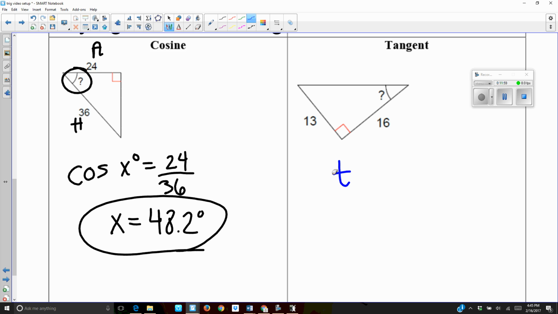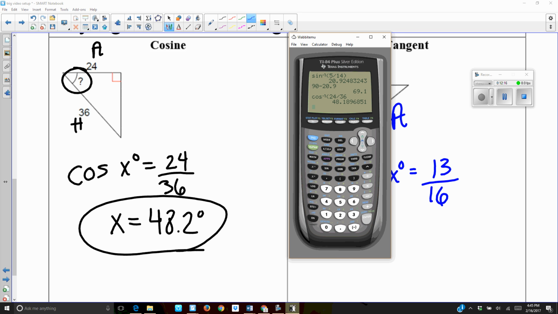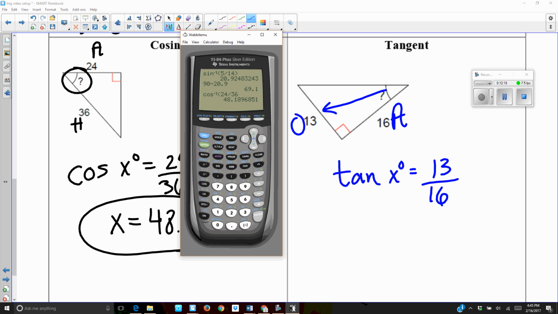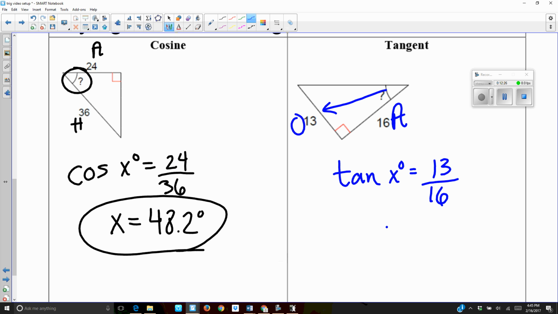And the last one, the tangent of the unknown angle. Thirteen is opposite from the angle you're trying to find. 16 is adjacent. So that's how I knew we were going to use tangent. So in your calculator, hit second tangent, 13 divided by 16. So about 39 degrees, roughly.